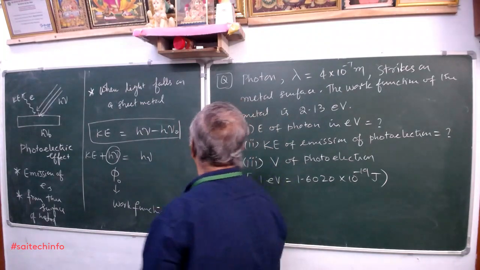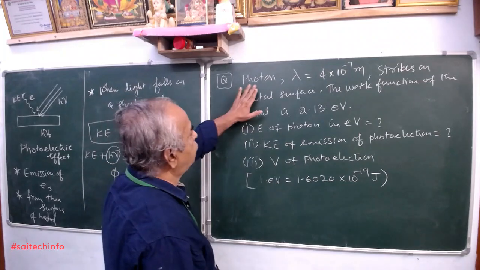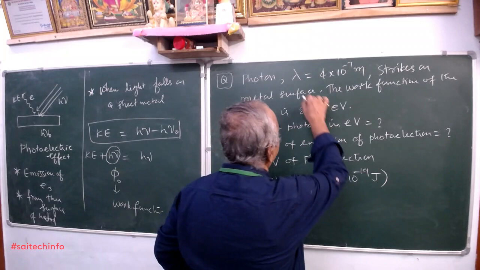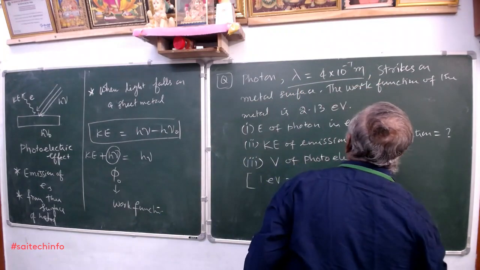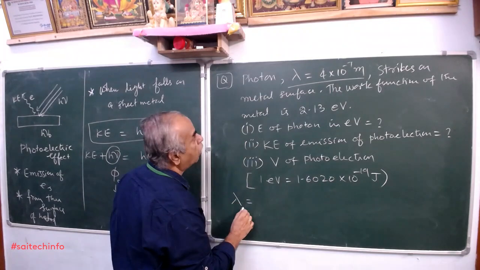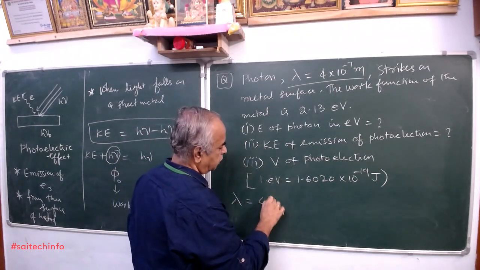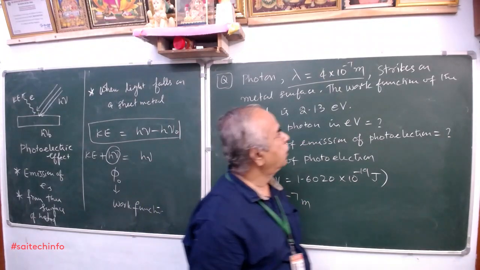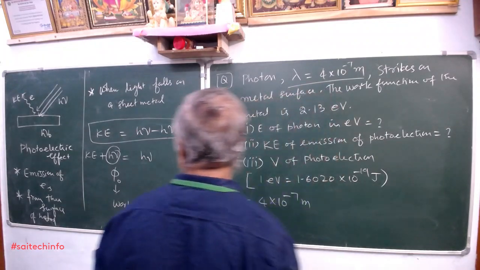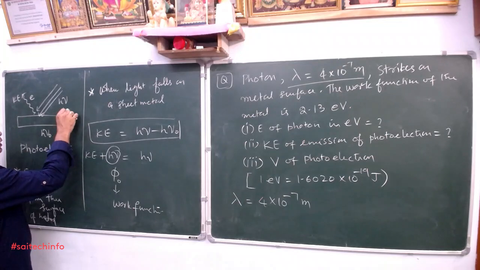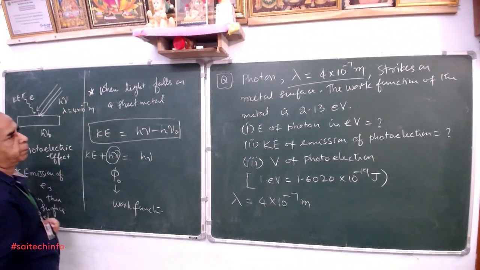Okay, now let us go through the problem. A photon. What is the wavelength of the photon? 4 into 10 power minus 7 meter. That is the wavelength of the photon. So you can note down, lambda is given: 4 into 10 power minus 7 meter. And then that photon strikes on the metal surface.